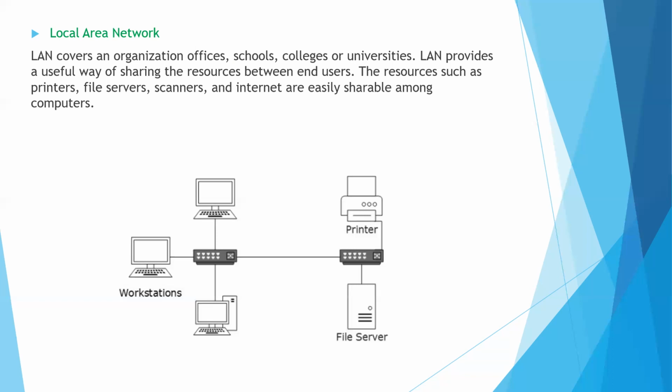LAN uses either Ethernet or token ring technology. Ethernet is the most widely employed LAN technology and uses star topology, while token ring is rarely seen. LAN can be wired, wireless, or in both forms at once.